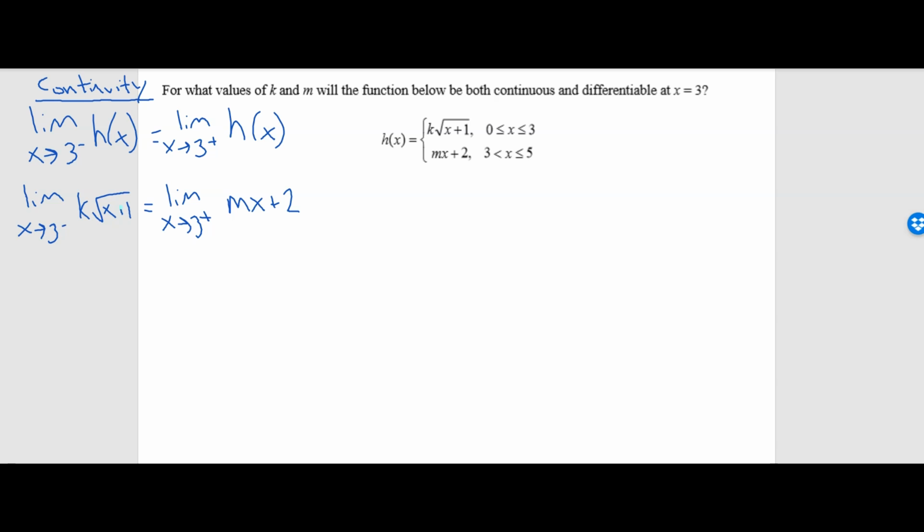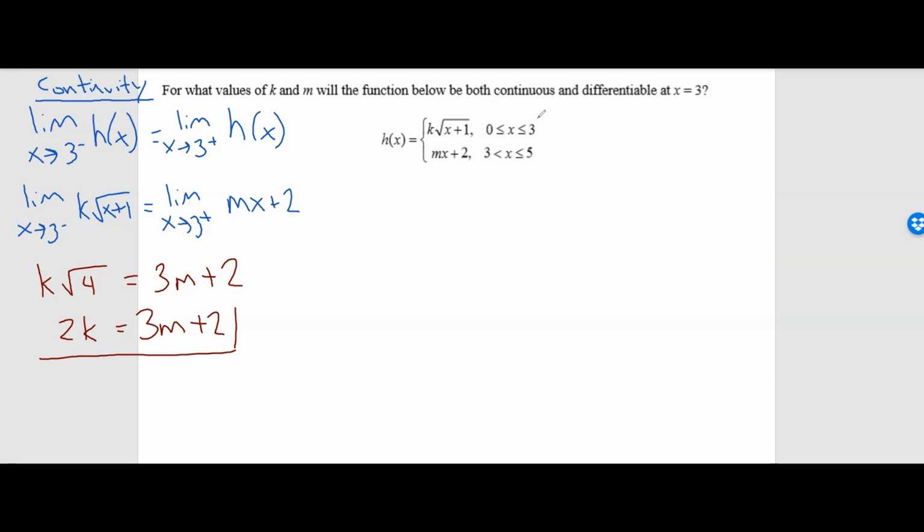Let's first make this plus a little bit better. It could be confusing. One more time. Okay, there we go. So if I substitute in 3 into both one-sided limits, I am going to get k times the square root of 4, we'll simplify that in a second, is equal to 3m plus 2, which gives me 2k is equal to 3m plus 2.